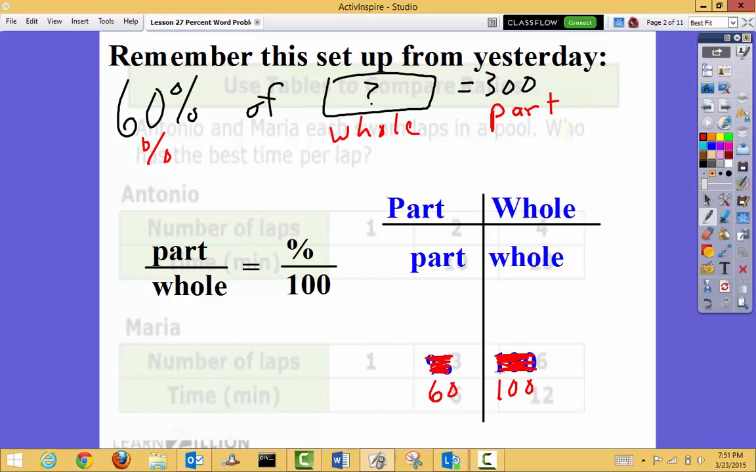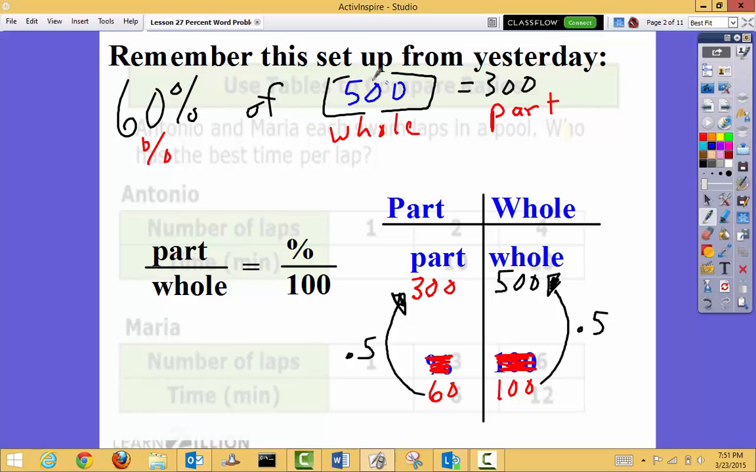Now I'm looking for what? 300. Is that 300 a part or a whole? It's a part, so that means it's going to go on my part side of my ratio table. So now I'm going to ask myself, how do I get from 60 to 300? Well, I multiply by 5. So what do I need to do to the opposite side? The exact same thing. I multiply by 5, which gives me 5 times 100 is 500. So what is my whole if 60% of it is 300? Well, my whole is going to be that 500.